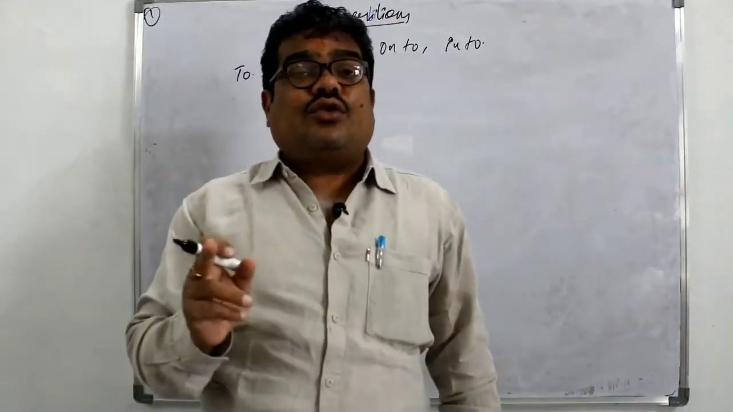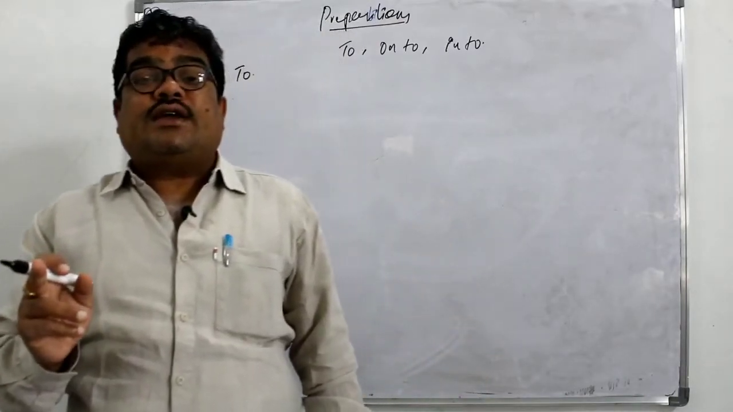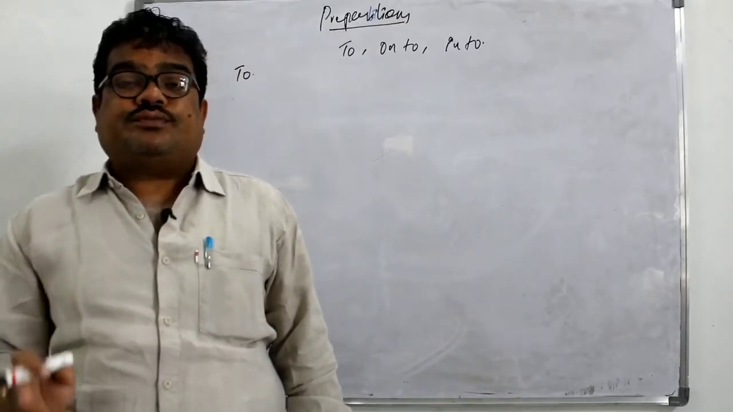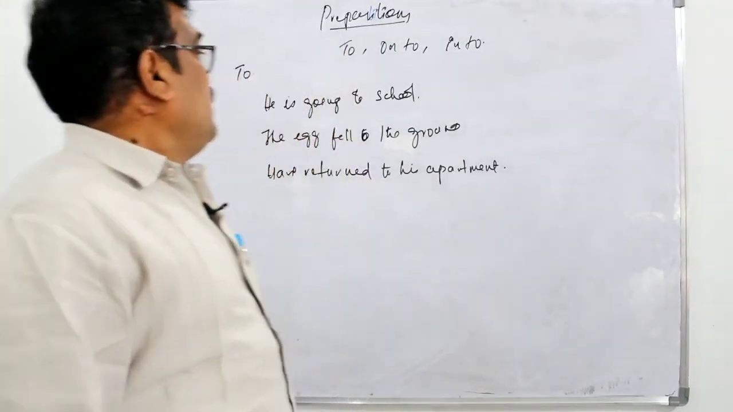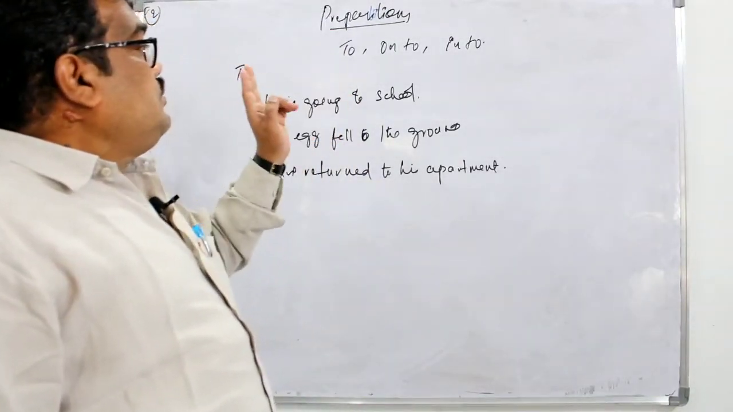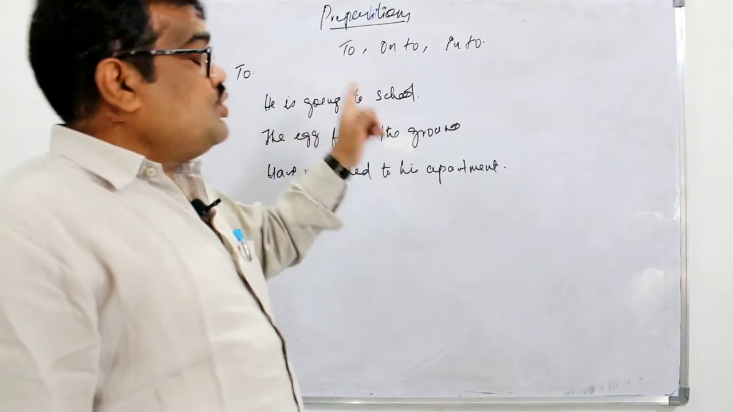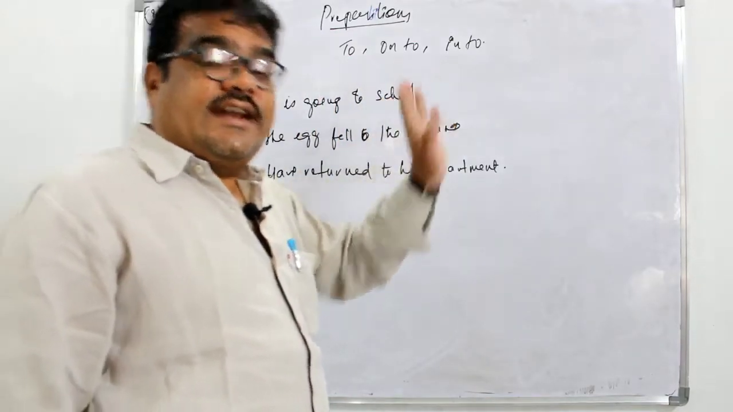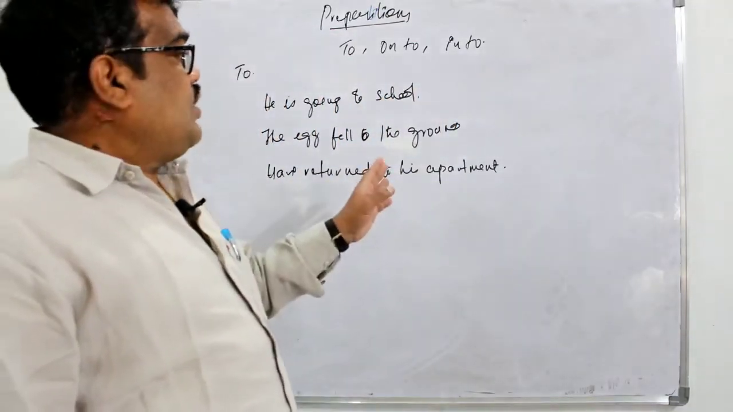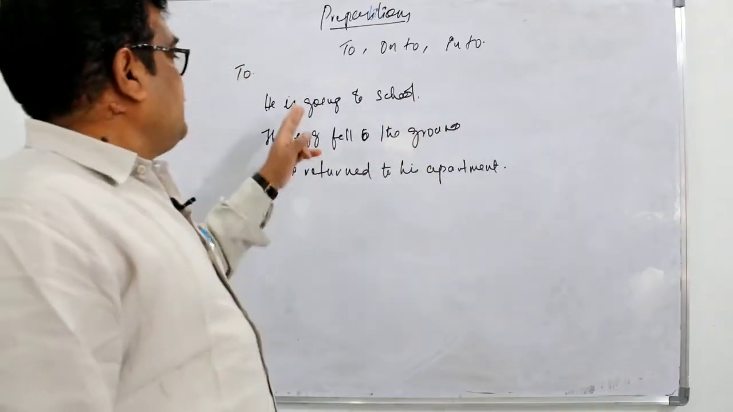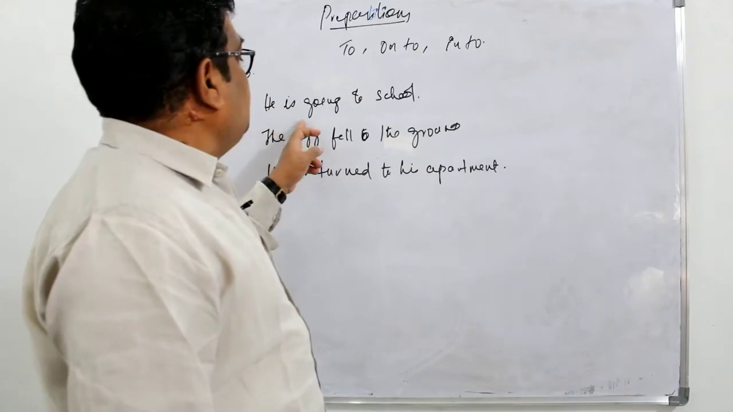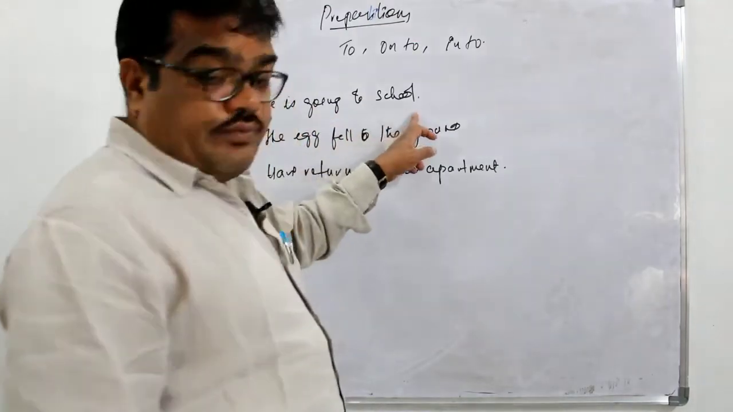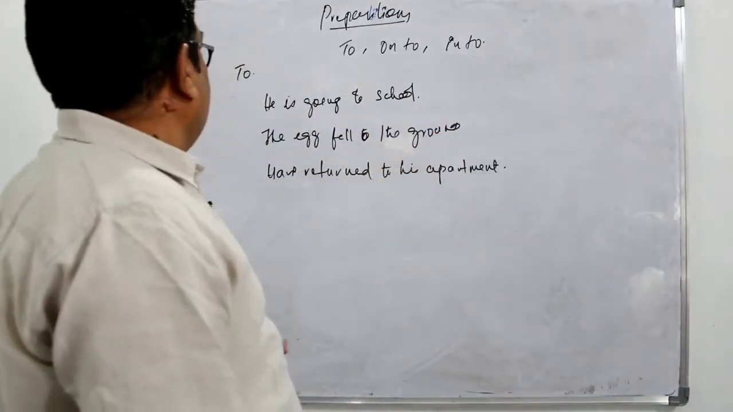We shall try to know when and where we have to use to. Now I shall start with to. To talks about motion towards anything. It talks about direction. You see the example. He is going to school.